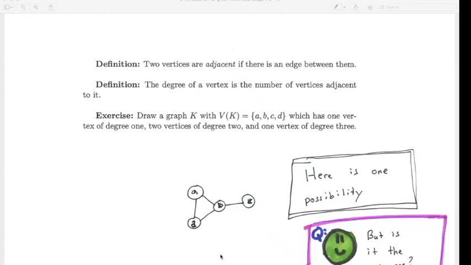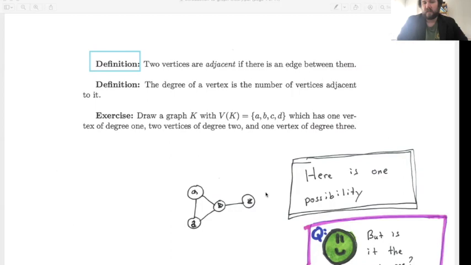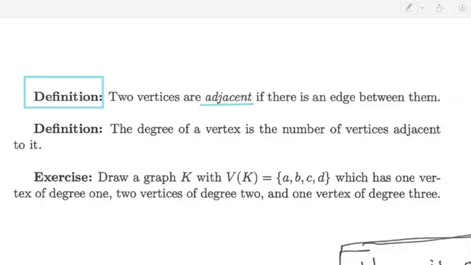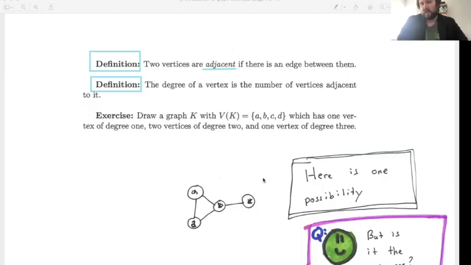We have some definitions that are important here. We have a definition that two vertices are adjacent if there is an edge between them, and the degree of a vertex is the number of other vertices that are adjacent to it. We could give ourselves a challenge here.